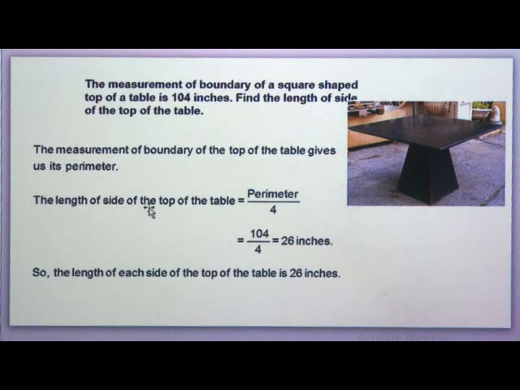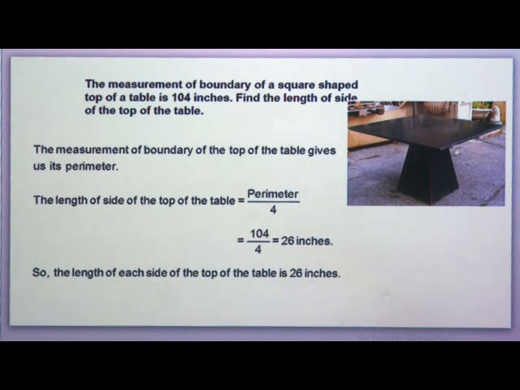So, the length of a side of the top of the table is equal to its perimeter divided by 4. Why 4? Because it has 4 sides. The perimeter is given as 104 inches divided by 4. After reducing this, we get 26 inches. What is 26 inches? Yes, you are right. It is one side of the length of a table which is in a square shape.